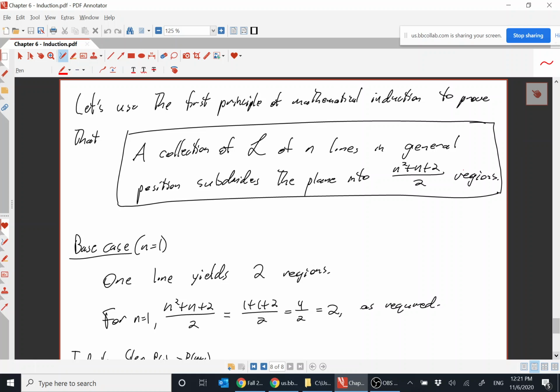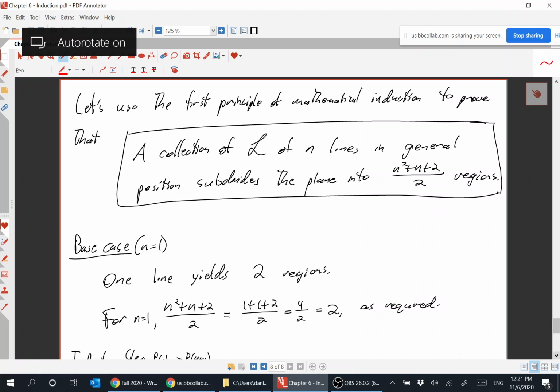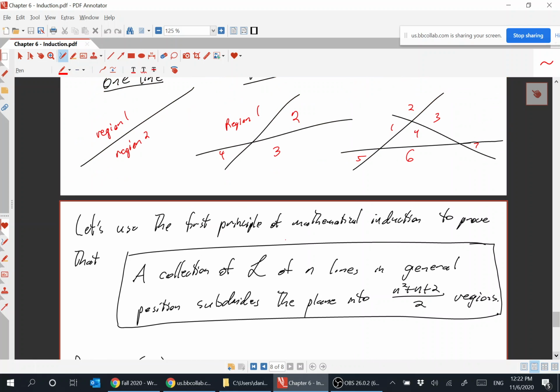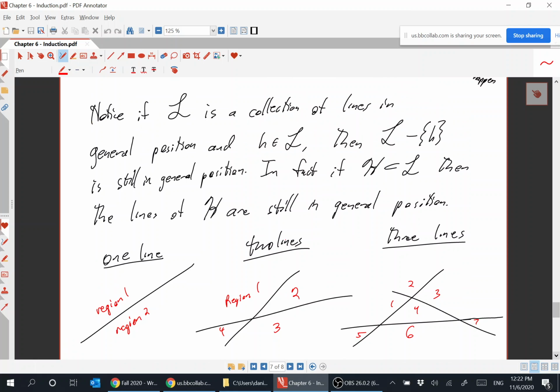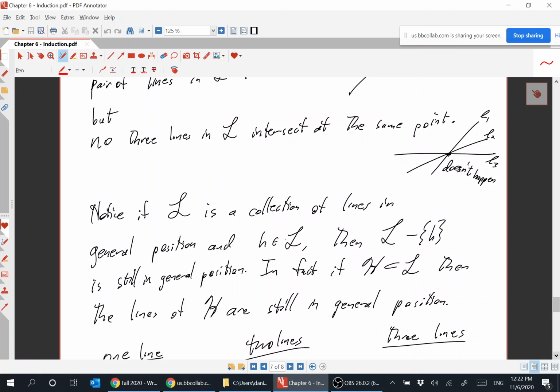Last time, we were in the middle of proving the following theorem. A collection L of n lines in general position subdivides the plane into (n squared plus n plus 2) over 2 regions. What was general position again?